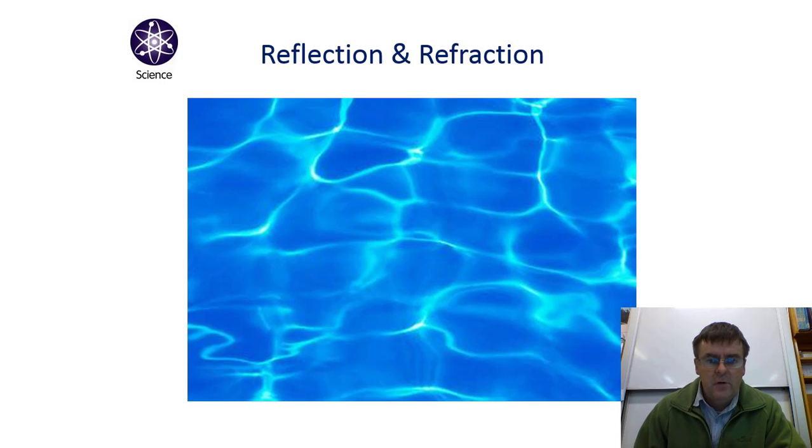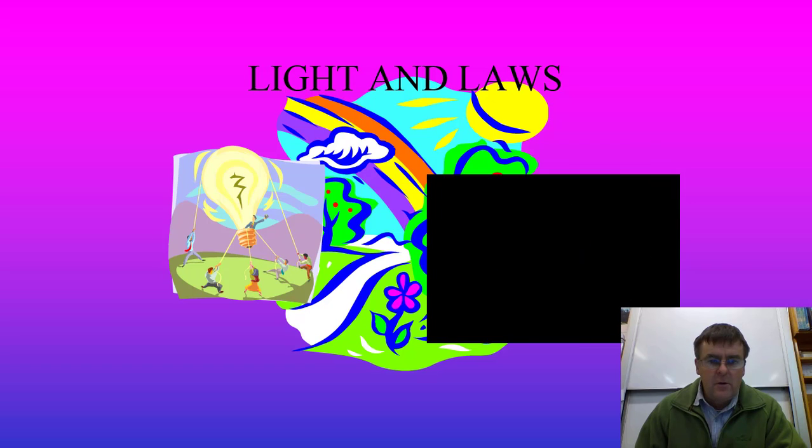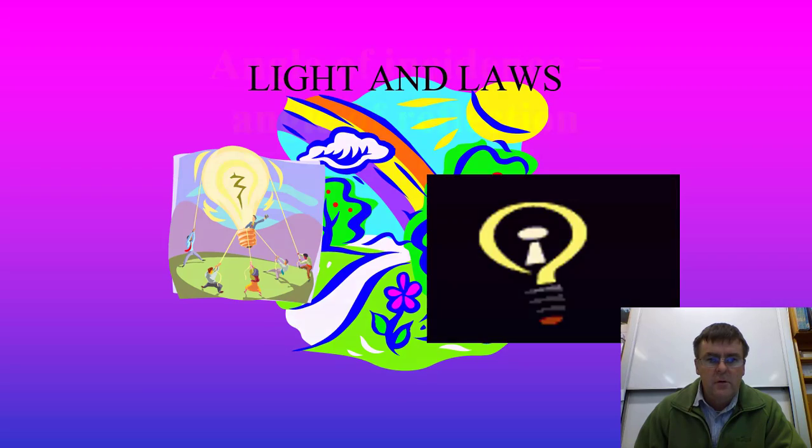Welcome to a video all about the light and the rules that it goes by. So light does a few things. It either bounces off stuff, we get reflection, or it goes through stuff and we get refraction. So we're going to look at how it behaves with those things, and at the laws that light has, because it does behave by certain rules.